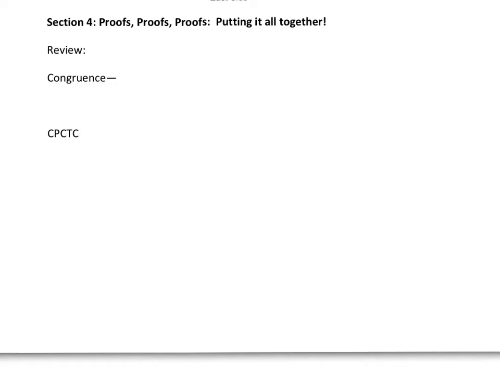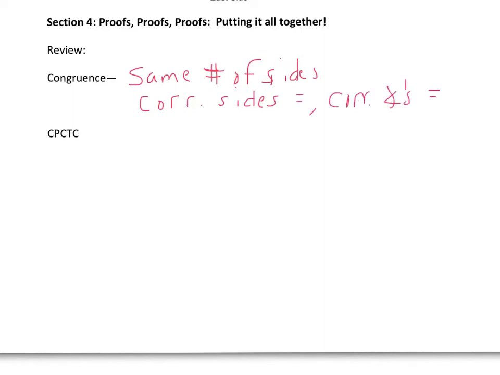In section 4 of our triangle congruence chapter, we're going to look at proofs. But let's do a little review here of congruence. Remember that congruence has to have the same number of sides, and then all corresponding sides equal, and corresponding angles equal. Let's review CP-CTC.